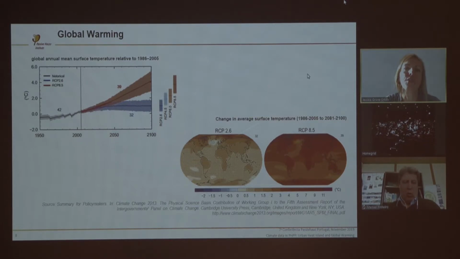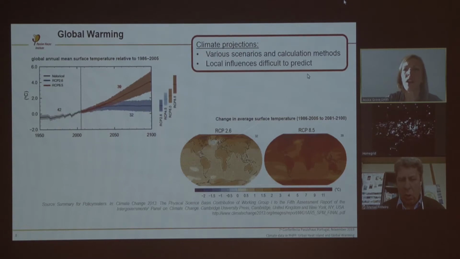What you see here in red is the worst case scenario, whereas the blue line is the best case scenario. We don't know where we are going to be in reality in between. We also know that climate warming is very different depending on where you are in the world. The warming is going to be more severe in some areas than in others. So there are various scenarios and calculation methods to predict the climate. Warming tends to take this into account in our energy modeling, but how do we deal with this? I'll get to that a little bit later.